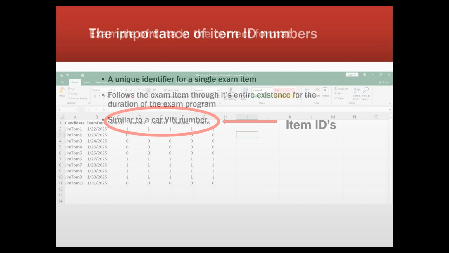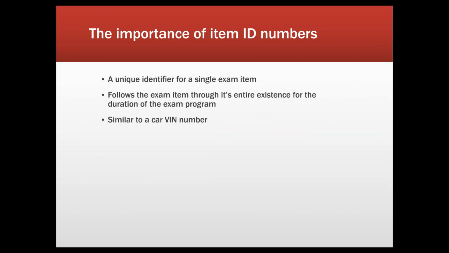Now, what is an item ID and why are they important? An item ID is a unique identifier for a single exam item. Remember, an exam item is an exam question. It should follow the exam item through its entire existence for the duration of the exam program. It is how you find items in what we deem your item bank.